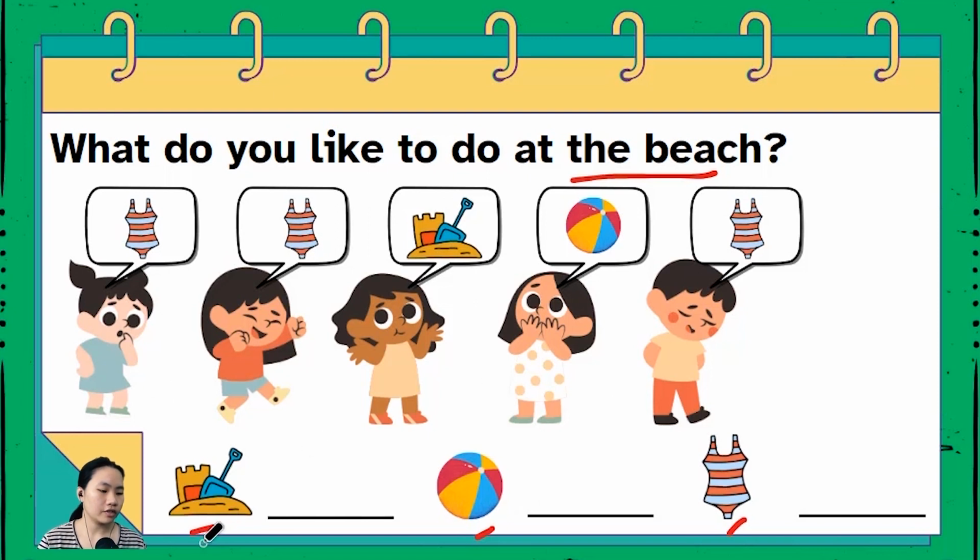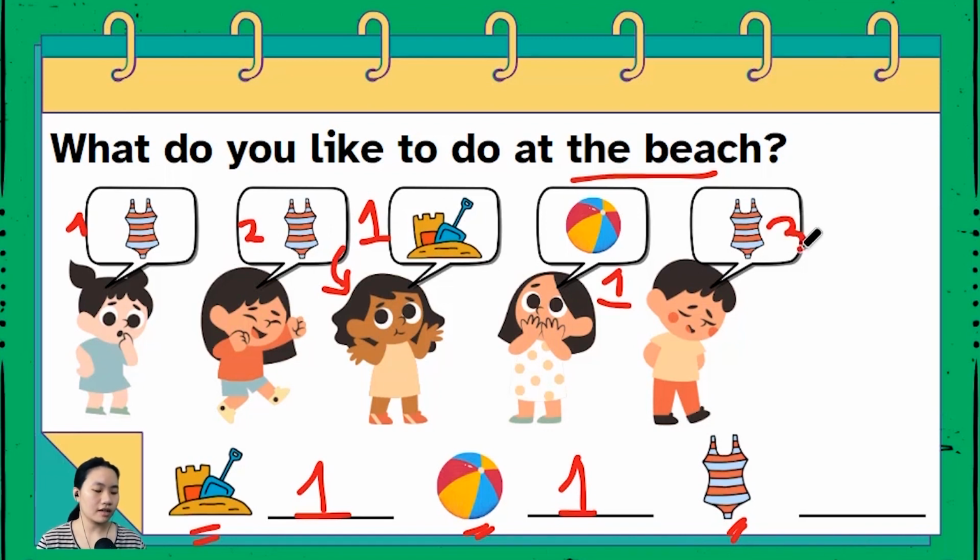Okay, first off, let's do the sandcastle, okay? There's only 1 kid over here who would like to do the sandcastle, so I'm gonna put the number 1 here. Next up, beach ball. Once again, there's only 1 kid who would like to play with the beach ball at the beach. Another number 1. As for swimming, let's start counting. 1, 2, 3. There are 3 kids that would love to go swimming at the beach instead. So I'm gonna put number 3 over here.